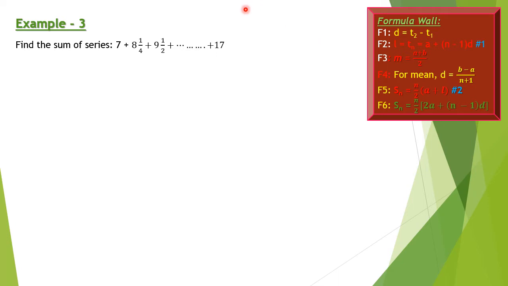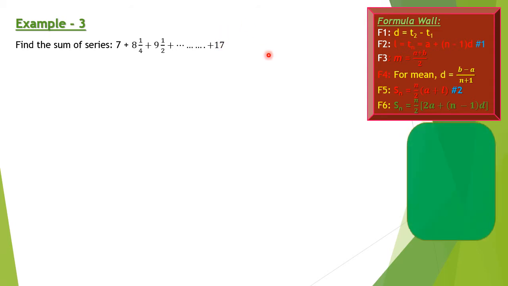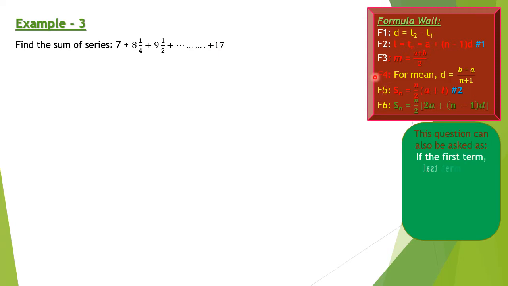Now the last term is given. You can see the 17 right here. That's the last term. So this question can also be asked as: 17 is the last term. So F5, we are going to use F5. And do we have the value of n? Okay, that's a big question. To find the value of n, we are going to use the formula F2.